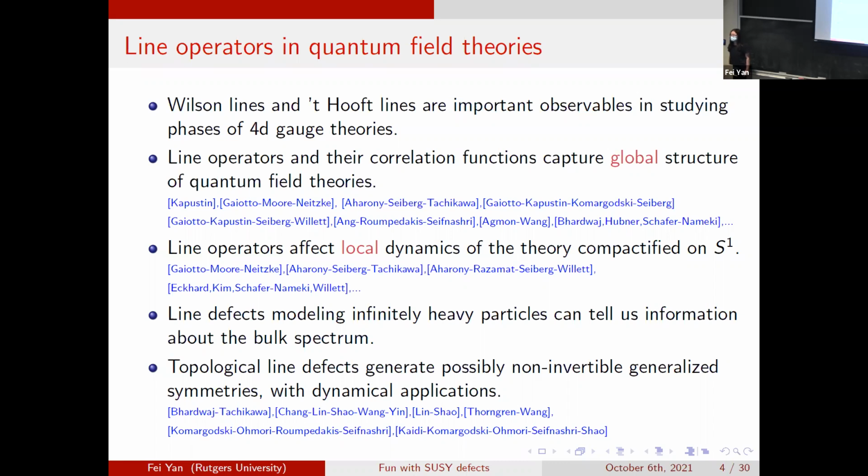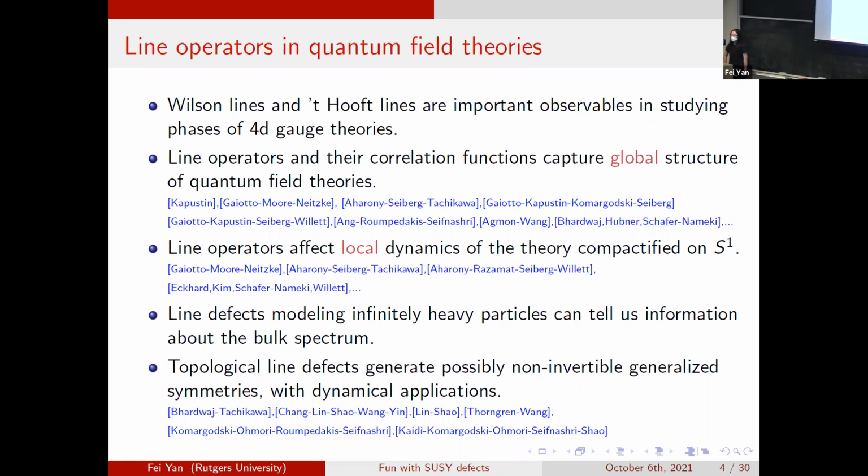What do I mean by global structure? Imagine you have two gauge theories with the same gauge Lie algebra, but with different global forms of the gauge group. For example, you could have an SU(2) gauge theory versus an SO(3) gauge theory. To detect the difference between these two gauge theories, one could look at the set of allowed line operators in each theory. In that sense, line operators and correlation functions really capture the global structure of quantum field theory.